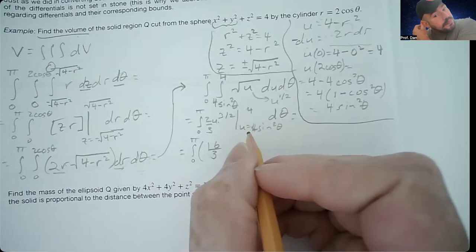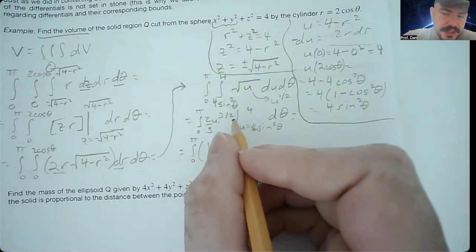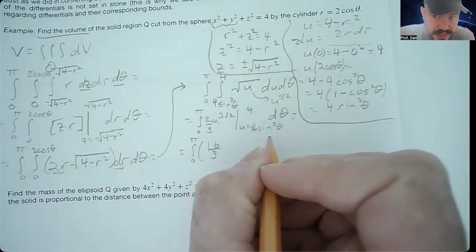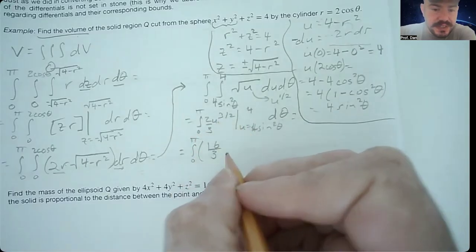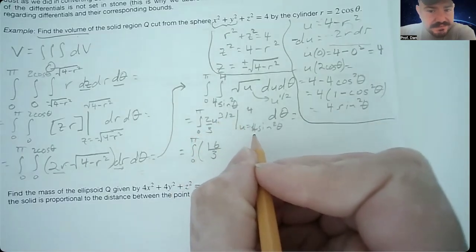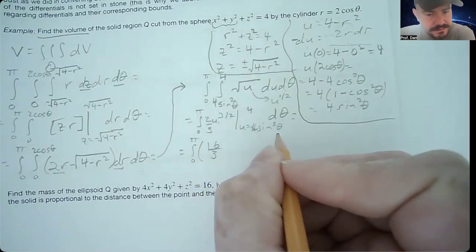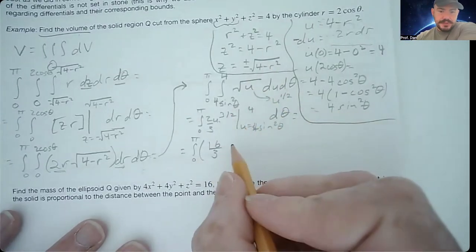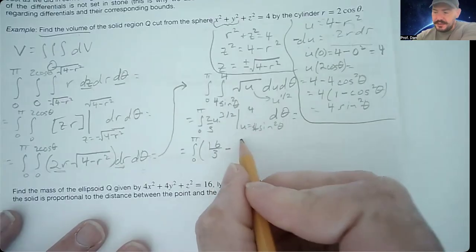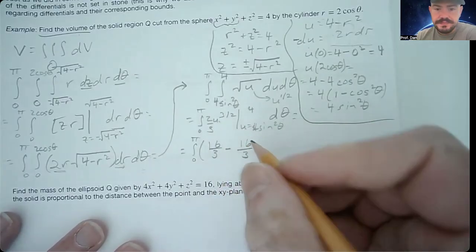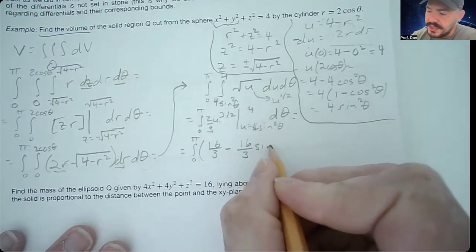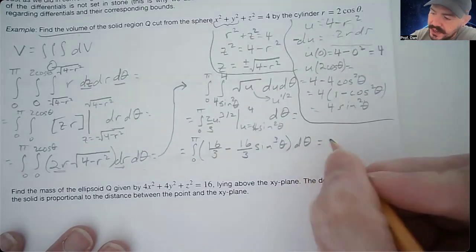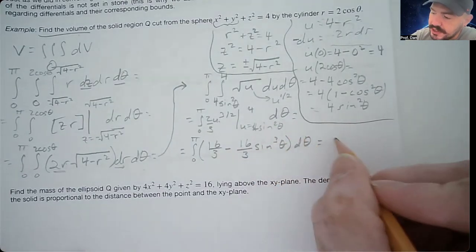Right, now for the bottom bound, apply the denominator. If I take the square root of 4 sine squared theta, I get 2 sine of theta. Now if I cube that, I would get 8 sine cubed theta. And then if I multiply that by 2/3, I get minus 16/3 times sine cubed theta. So I can factor out a 16/3.